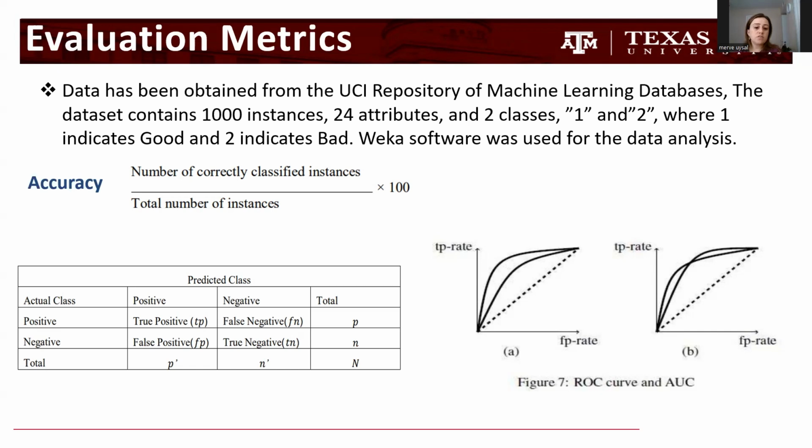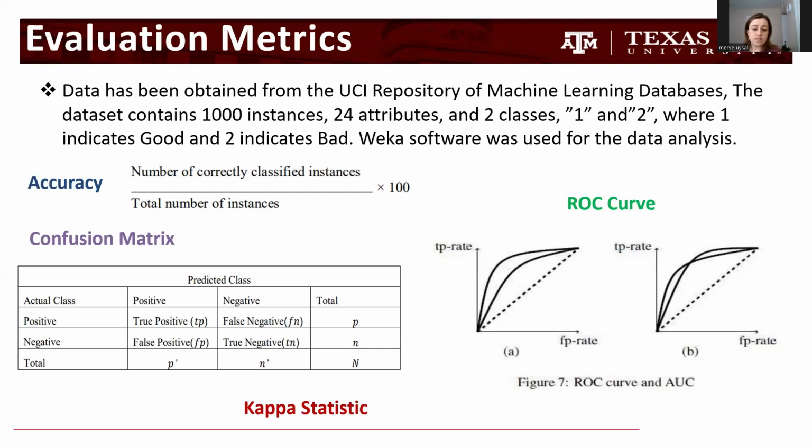Accuracy measures the proportion of correctly classified instances across the total. The confusion matrix helps break down true positives, false negatives, false positives, and true negatives, giving a more nuanced view of performance. Another one is the ROC curve, which shows the trade-off between true positive rates and false positive rates, and the area under the curve quantifies this.